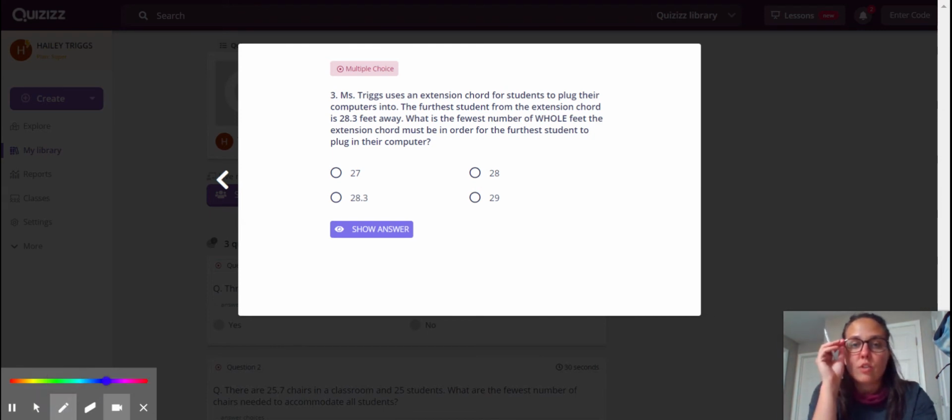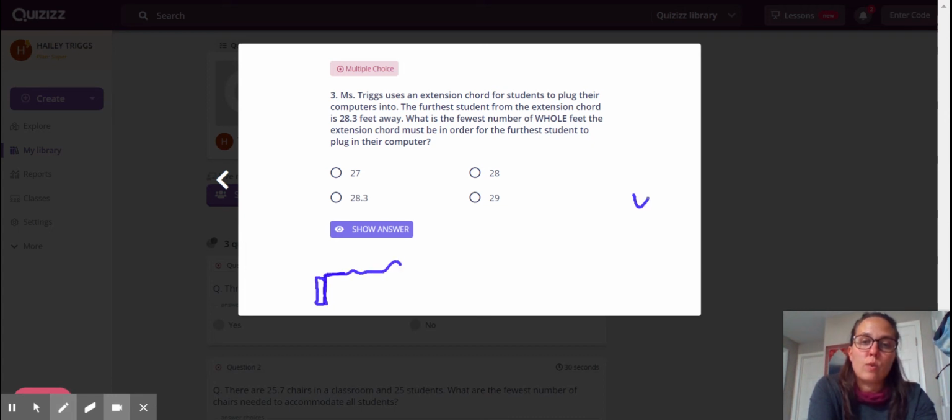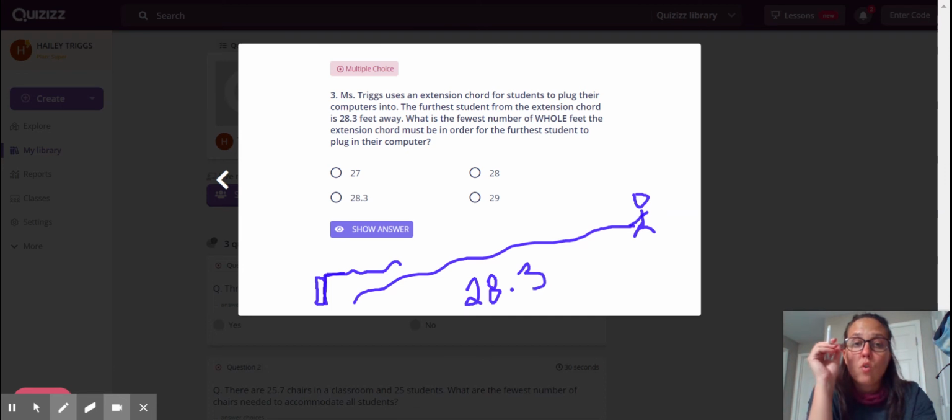Ms. Triggs uses an extension cord for students to plug their computers into. The furthest student from the extension cord is 28.3 feet away. What is the fewest number of whole feet the extension cord must be in order for the furthest student to plug in their computer? So if we have the furthest student, let's say this is where the extension cord starts, and then this is where the furthest student is, and that student is a distance of 28.3. What is the fewest number of whole feet?